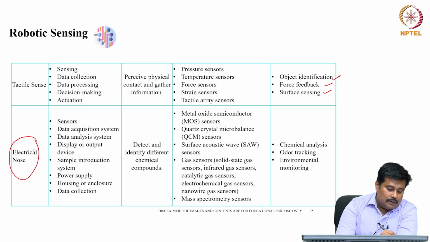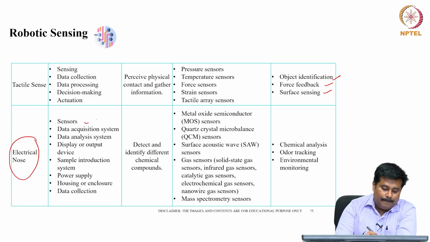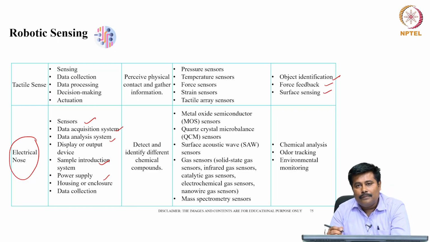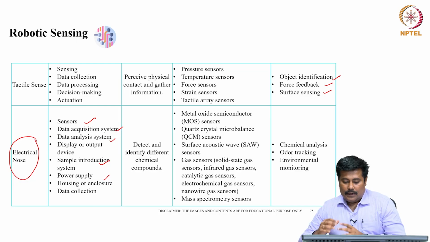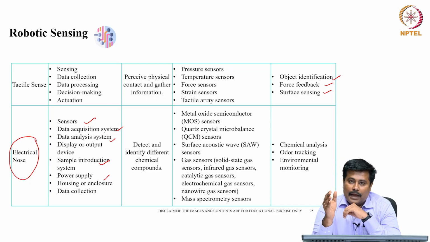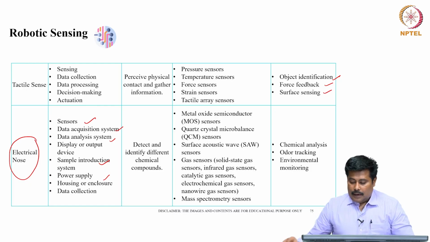Now, we can also consider the electronic nose. In the case of the electronic nose, some of the components of sensing include the sensors, the data acquisition system, the data analysis system, a sample introduction system, power supply and housing. It detects and identifies different chemical compounds. If we closely observe the sensors, they include the metal oxide semiconductor sensor, the quartz crystal microbalance sensor, the surface acoustic wave sensor, and gas sensors, where there is a solid state gas sensor, an infrared gas sensor, a catalytic gas sensor and an electrochemical gas sensor, and some nanowire gas sensors are also used for this electronic nose. Then we have the mass spectrometry sensor which also participates. From an application point of view, we have chemical analysis, odor tracking, and environmental monitoring.